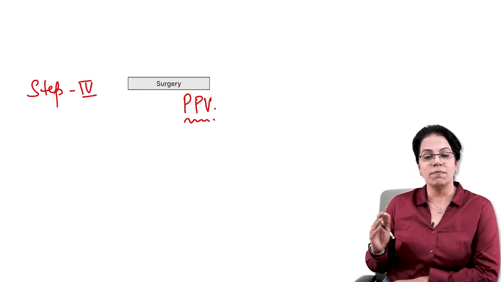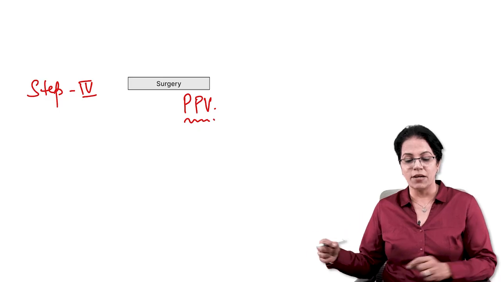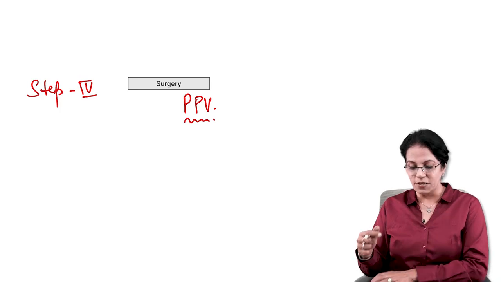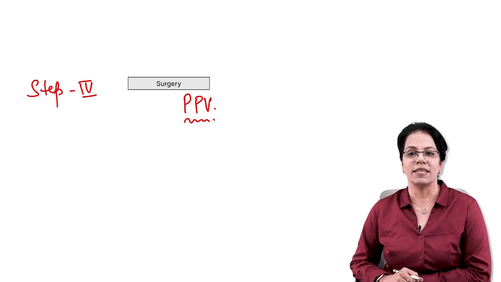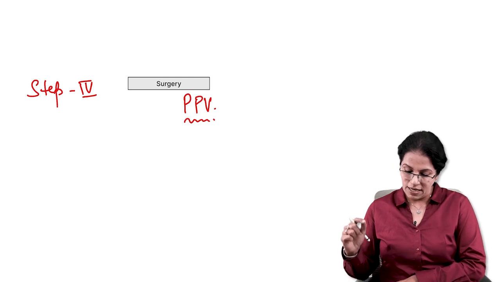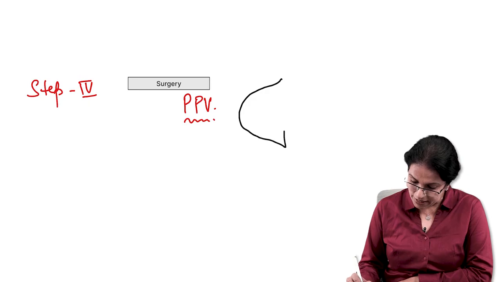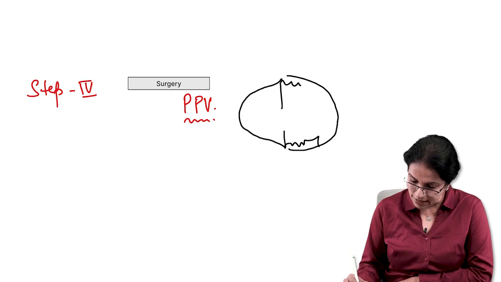When you say pars plana vitrectomy, what does it mean? We are going through the pars plana into the vitreous cavity and cutting the vitreous. This is what pars plana vitrectomy is. That is why it is called pars plana. I hope you got what I am trying to convey.